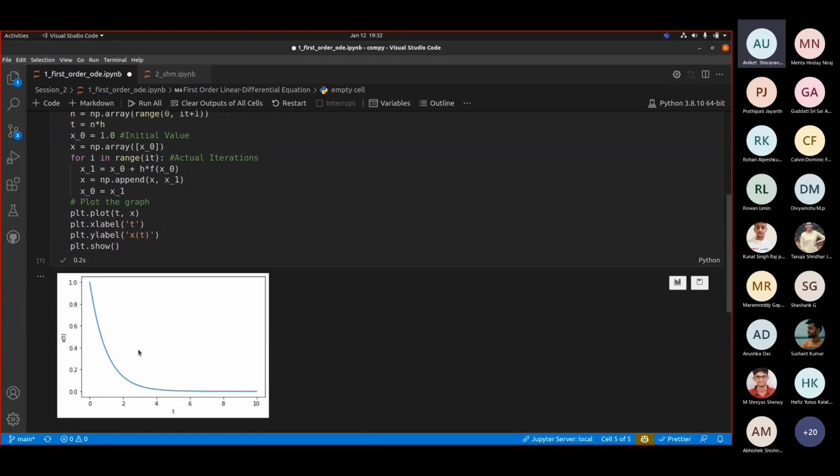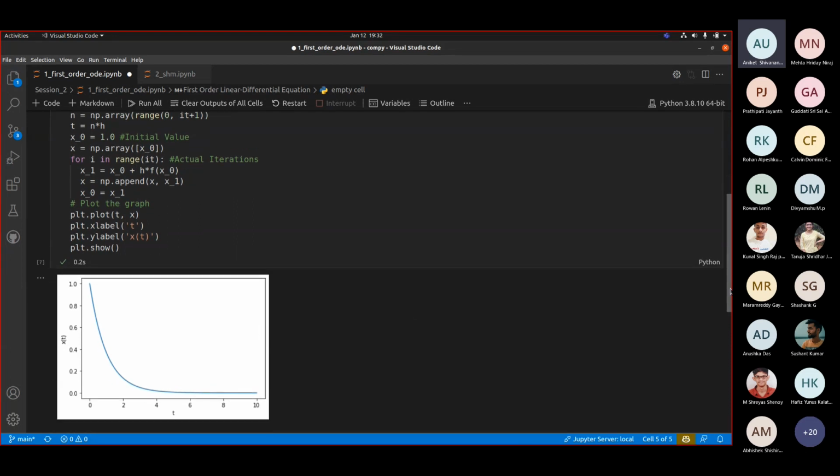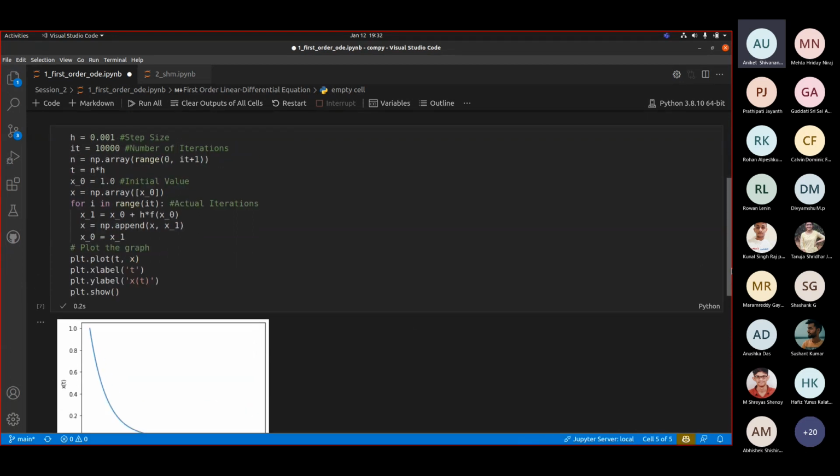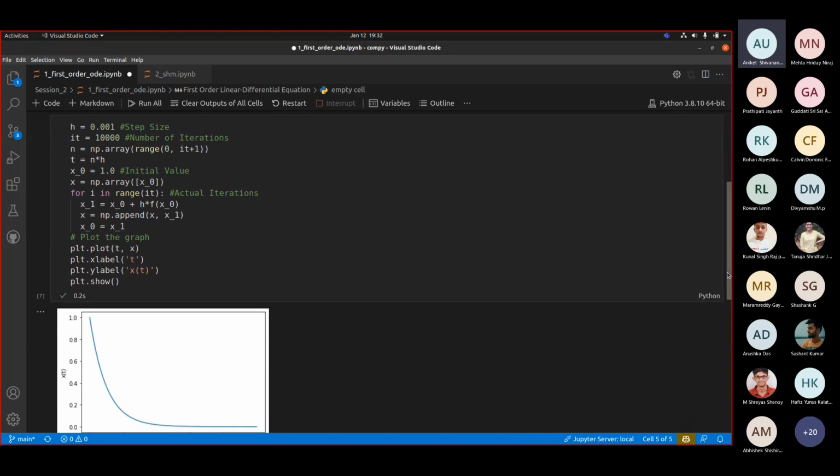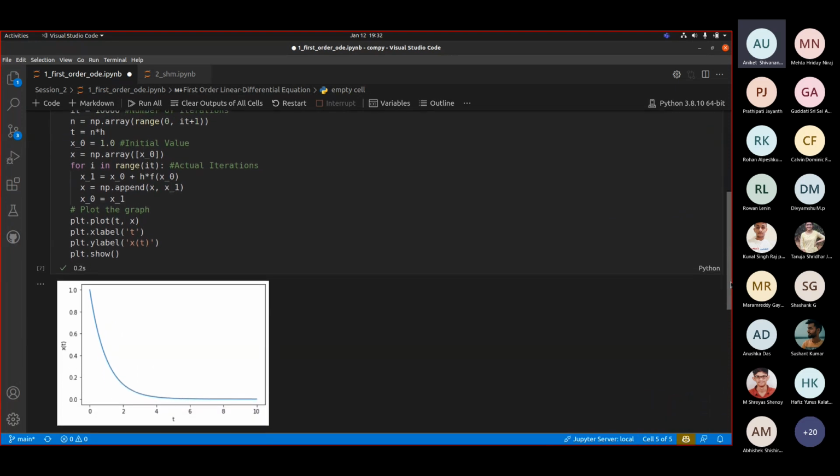So the number of iterations has the effect of zooming out, and reducing the step size has the effect of zooming in. Why is it becoming more accurate? Because we are cutting down our time vector into even smaller parts. If within 1 second we had 10 divisions first, then 0.01 means 100 divisions, 0.001 means 1000 divisions. So it is becoming more and more precise.